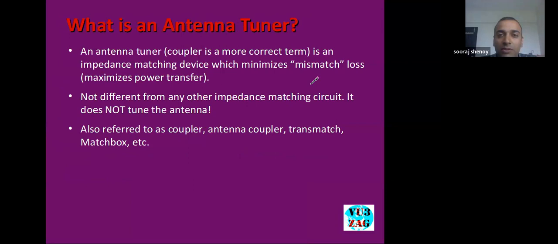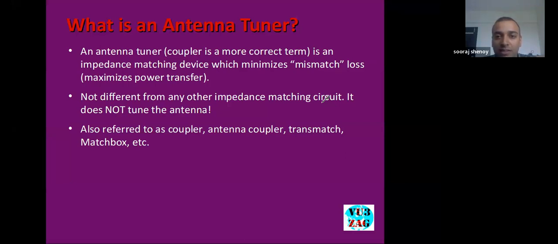Listen, we know that these are all problems that occur when there is a mismatch in the impedance. So what is the solution for this? The solution is to place a matching network in between the radio and the antenna. This matching network we can call an antenna tuner.